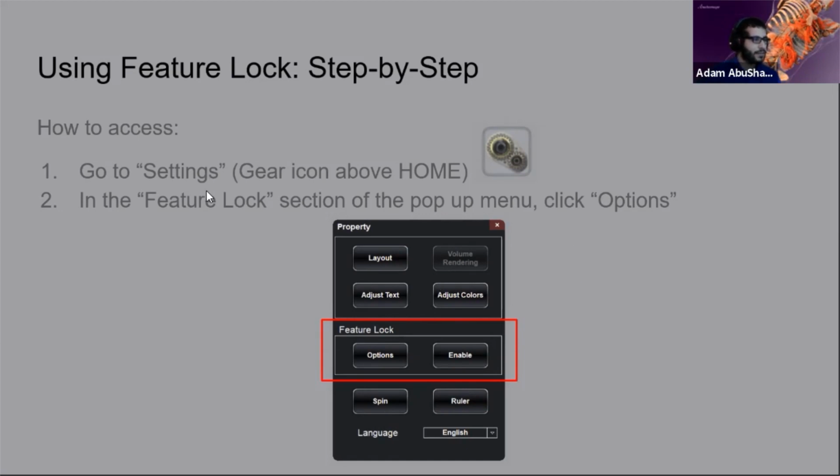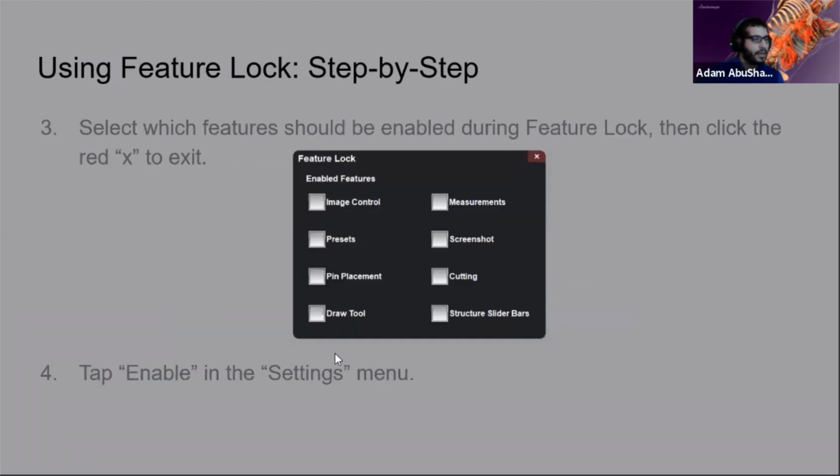So how to access the feature lock: you would go to the settings, which is the gear icon right above the home icon. In the feature lock section, which is present in the middle of the settings menu, you can click options, which will then bring up a list of features that you can either check on or off. Checking on one of these features means that the student is able to use that feature during the feature lock. So if none of these are checked on, the student probably won't be able to do very much.